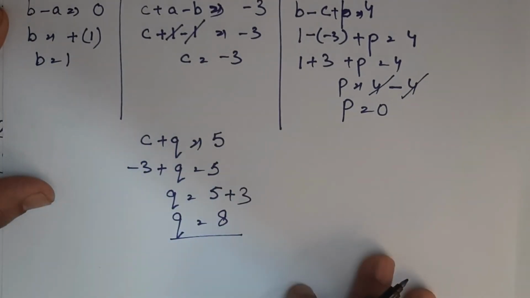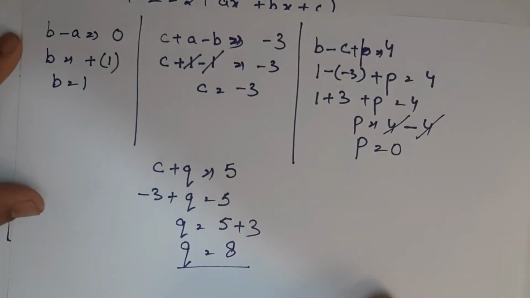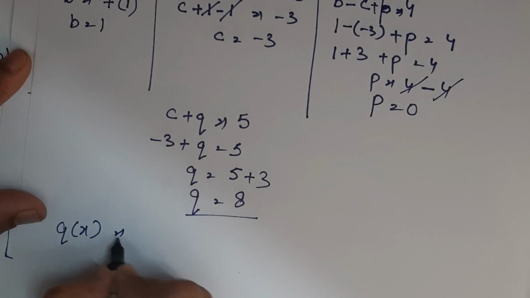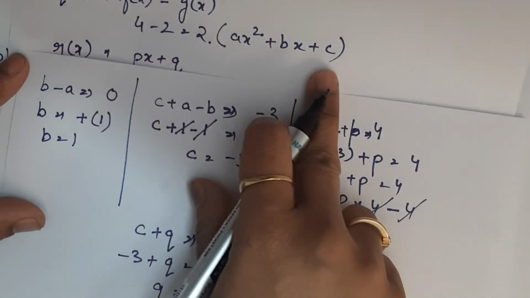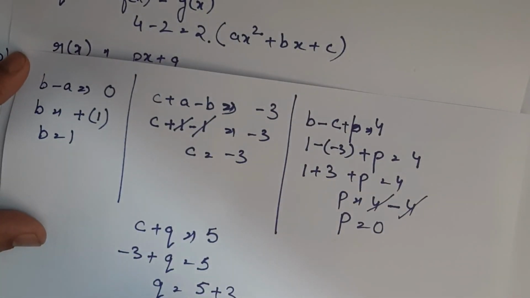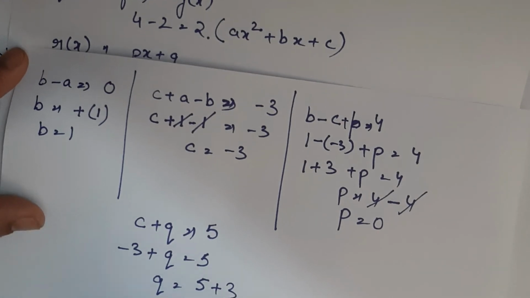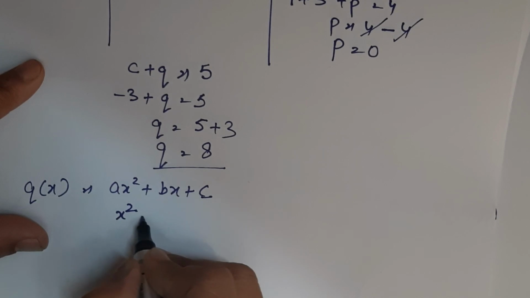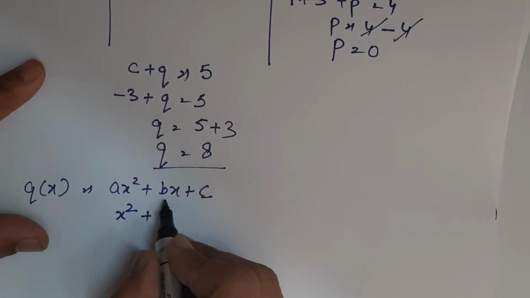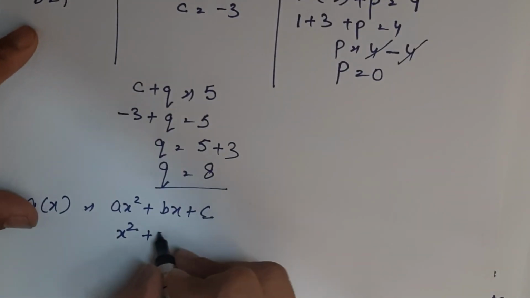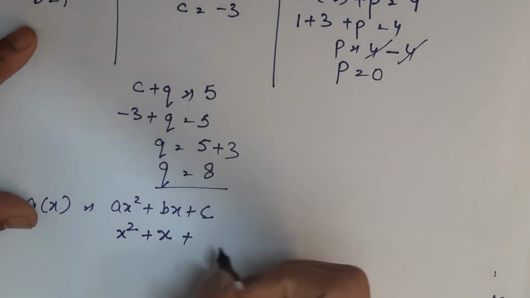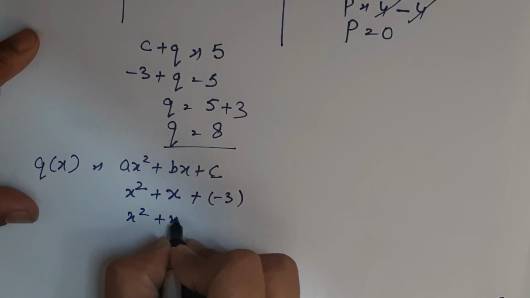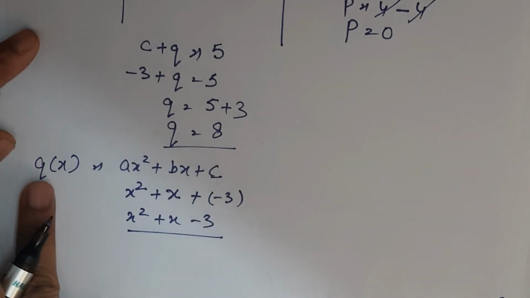So these are the terms we got to know. Now put them into the equation. They ask for qx, that is the quotient. So the quotient is actually ax square plus bx plus c. Now a is 1, so it is only x square. b is also 1, so it is only x, plus c, which is minus 3. So the equation is x square plus x minus 3. This is the equation for qx.